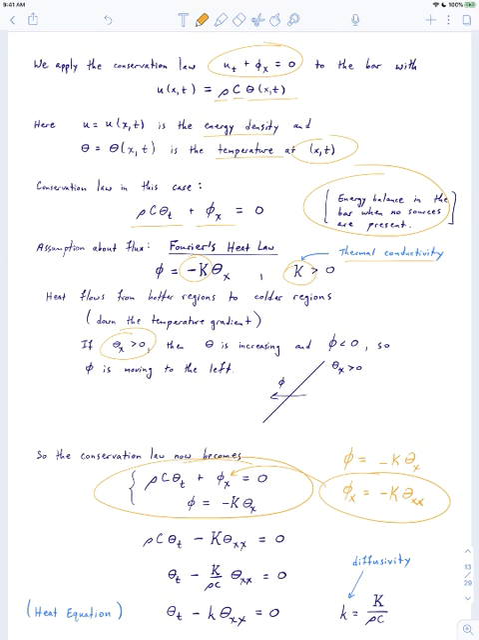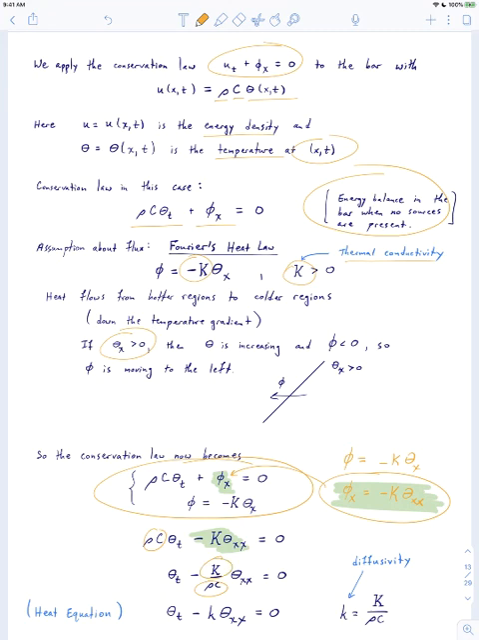We end up with ρ times c times theta sub t, and now our plus phi sub x becomes minus K times theta sub xx. So again, if we highlight it, phi sub x is equal to all of this. So this is what our conservation law looks like. The next thing we do is we divide by ρ times c. So we're dividing by this term, so you can see it here. And of course, 0 divided by ρ times c is still 0.